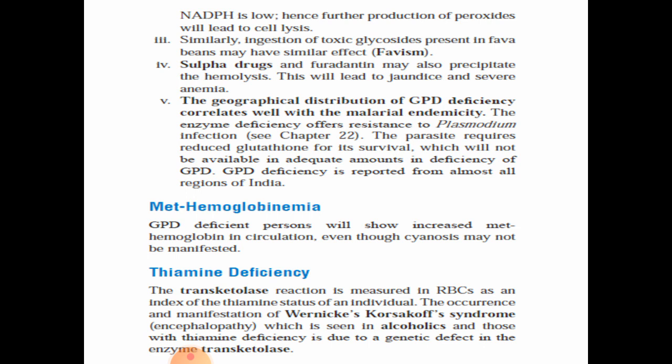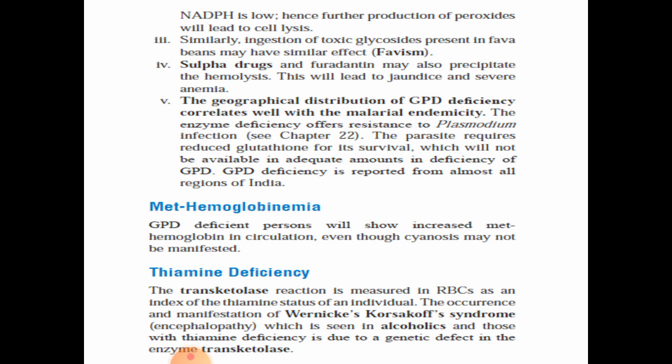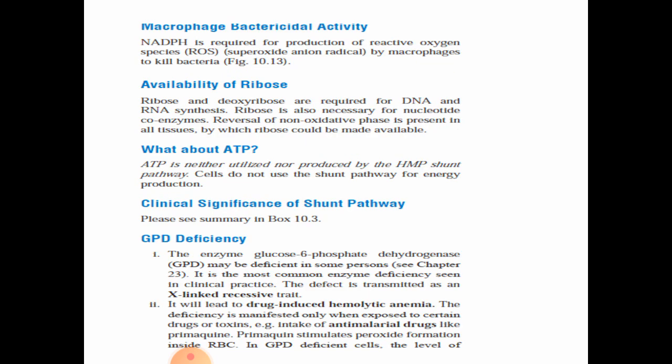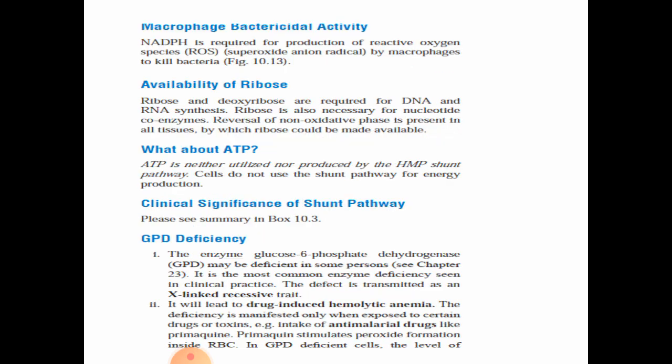The occurrence and manifestation of Wernicke-Korsakoff syndrome, which is seen in alcoholics and those with thiamine deficiency, is due to a genetic defect of the enzyme transketolase. So if the clinical significance is asked for more marks, you need to explain it in detail. This will also be asked as clinical charts: sulfa drugs and drug-induced hemolytic anemia.